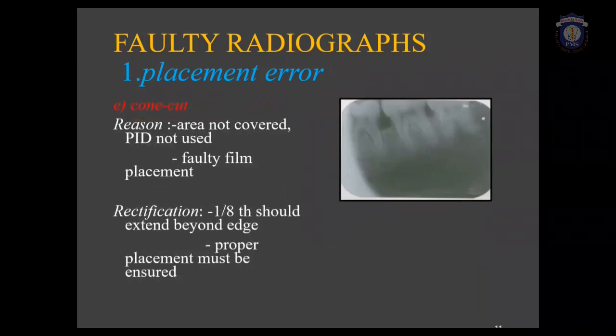The next placement error is a cone cut. A cone cut occurs when the area of interest is not adequately covered. The position indicating device used did not cover the area of interest. In the finger holding method, the faulty placement of the film can also cause cone cut. So to rectify it, before doing an exposure, ensure that the occlusal edge or the occlusal plane is parallel to the film. Proper placement of the film has been ensured prior to exposure.